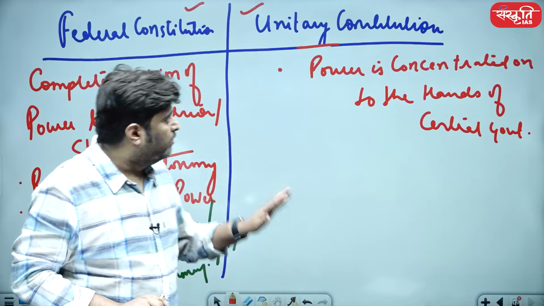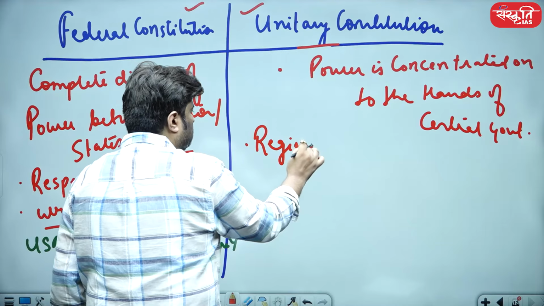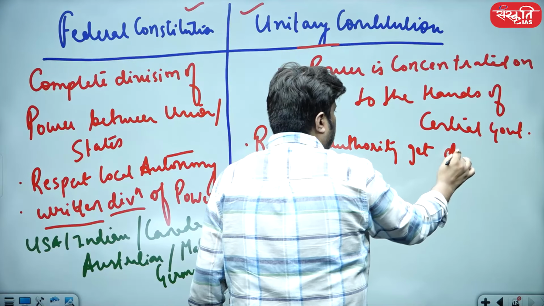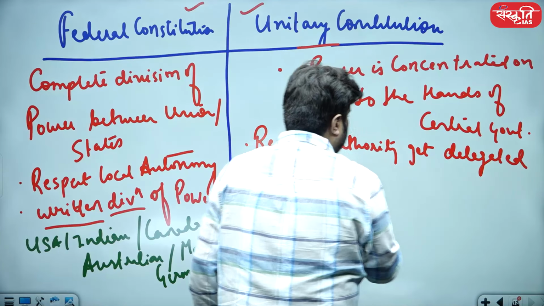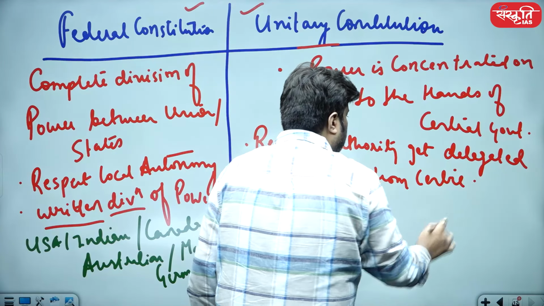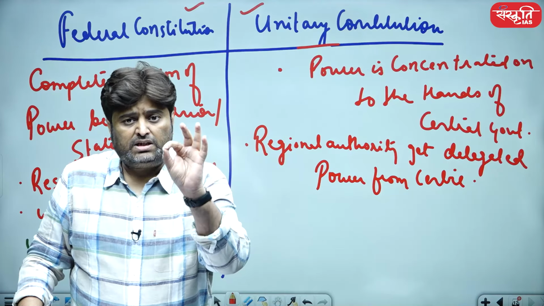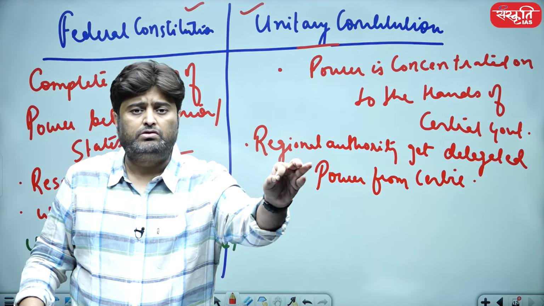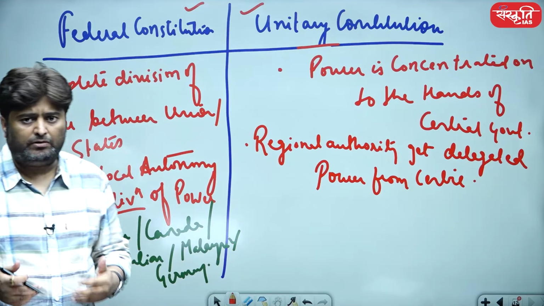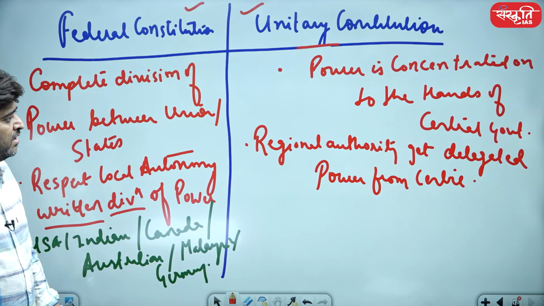So what happens in a unitary constitution? In the unitary constitution, regional authority gets delegated power from center. Delegated power from center, and it is not even written in constitution. It is not written in the constitution that it must be given, no. The constitution only says that if center thinks that there should be a delegation of power to the regional institution, then they will give it to them, otherwise they will not, which includes certain state government, which includes certain state institutions as well. So it depends more upon the delegation of power. So regional authority gets delegated power from center.